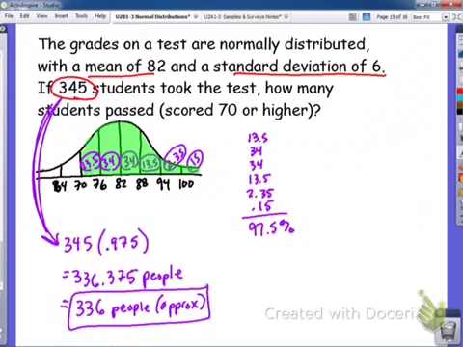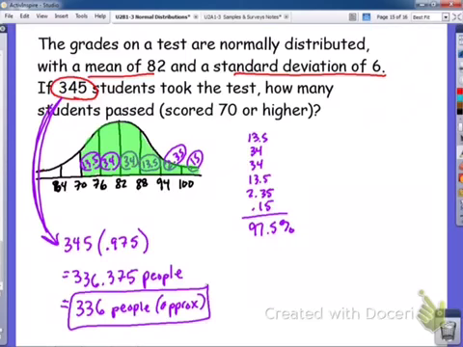Okay, so approximately 336 people, students, passed the test. That was almost everyone, but there were a few that may need to retake. All right. Any other questions here on this skill?